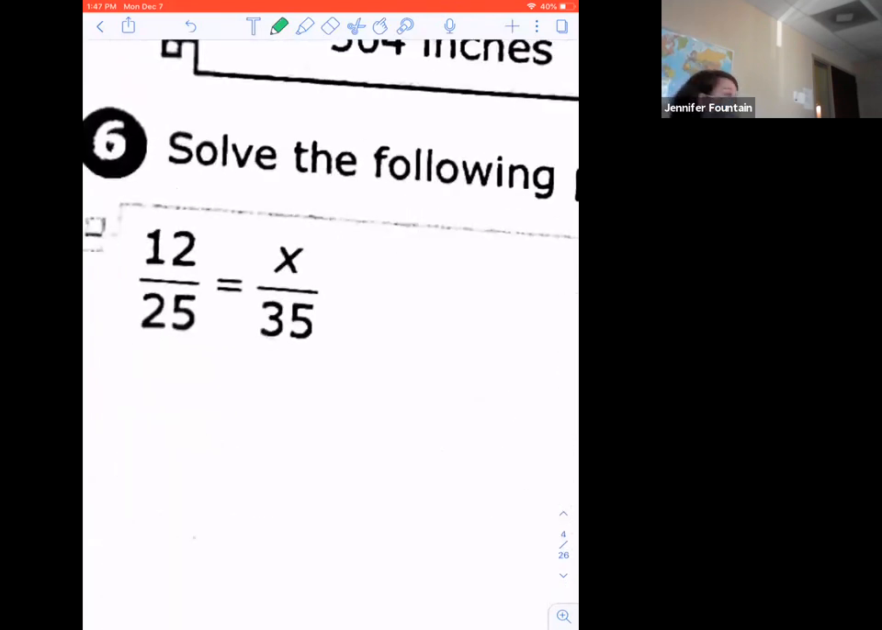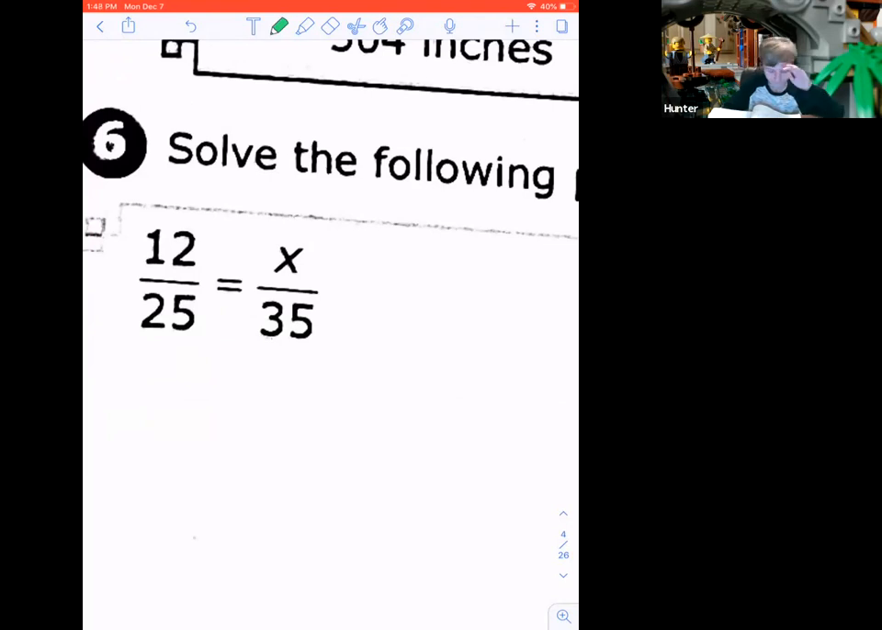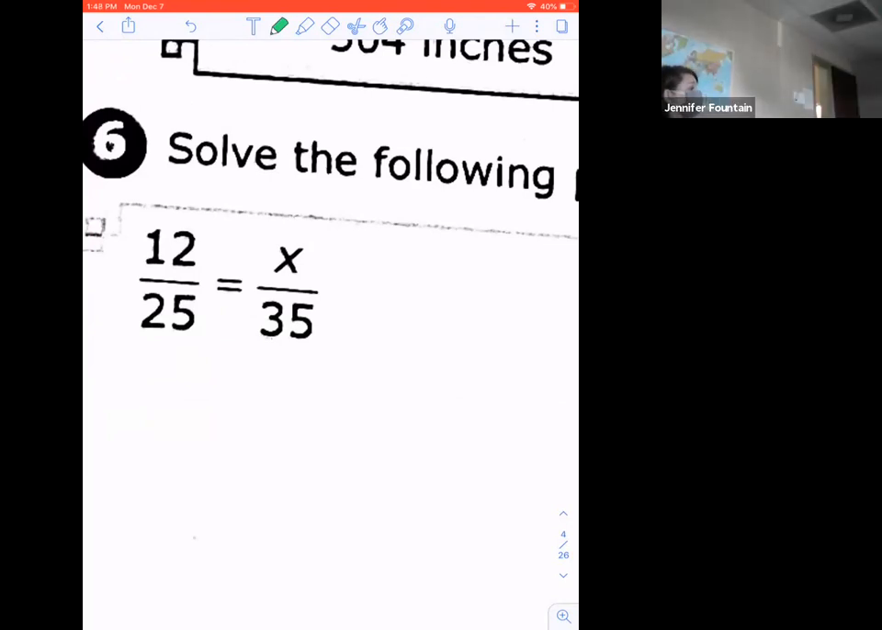What are these called? When I have fractions that are equal to each other, what do I call these? We could call them equivalent fractions if we knew what X was. It's a proportion. They're proportions, okay? So two equivalent fractions or two equivalent ratios are called proportions.